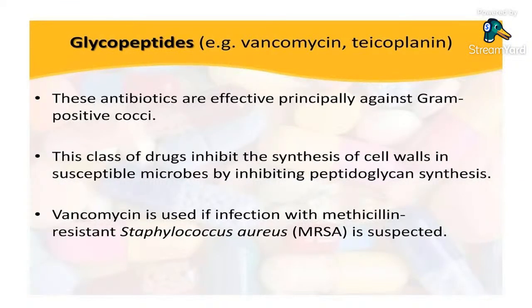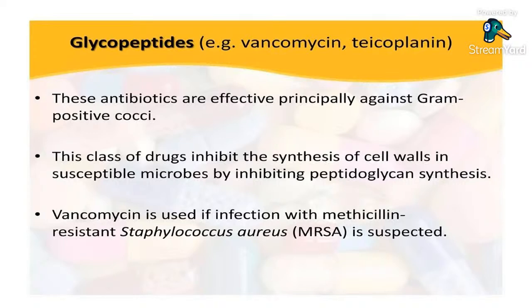Glycopeptides, for example vancomycin and teicoplanin. These antibiotics are effective against gram-positive cocci. This class of drug inhibits the synthesis of the cell wall in susceptible microorganisms by inhibiting peptidoglycan synthesis. Vancomycin is used in infections with methicillin-resistant Staphylococcus aureus.